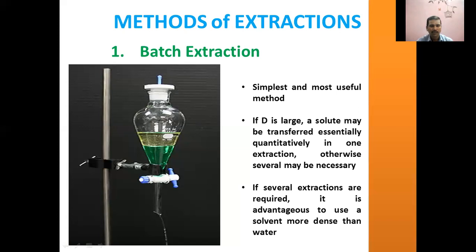Once the equilibration is done, you can release the stopper to collect the layer which is below the upper layer. And this bottom layer may be organic or aqueous, depending upon the density of the solvents you are using. These types of extractions are commonly known as batch extractions.